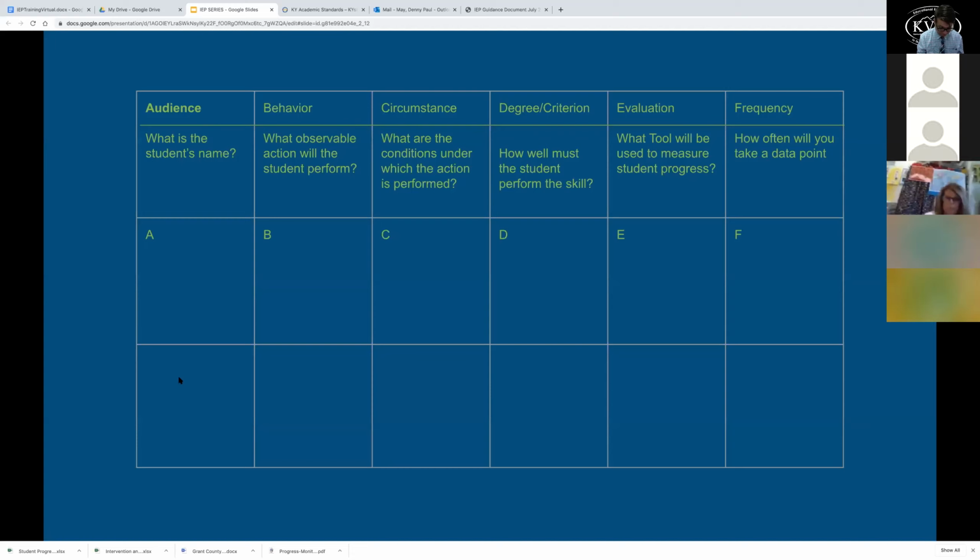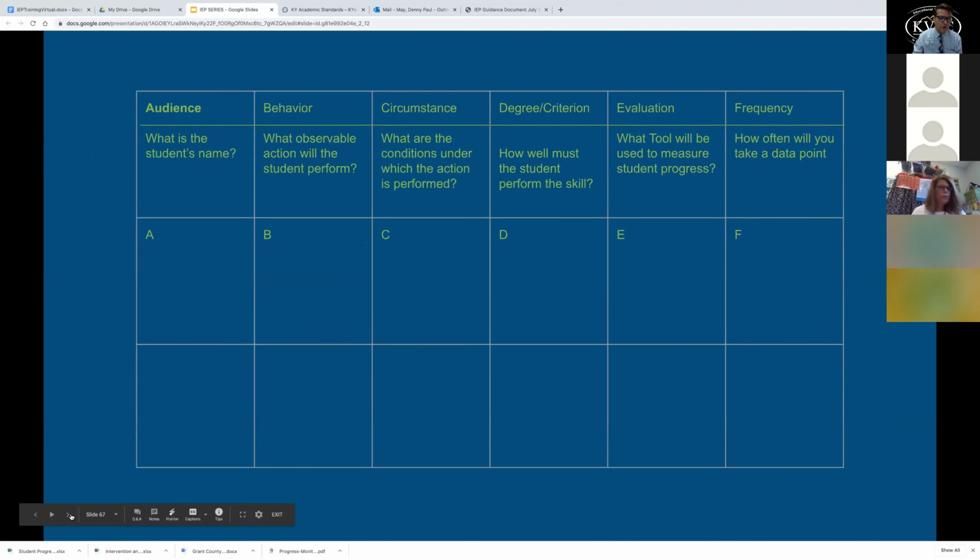sample document. And remember, there's no perfect IEP, so you may find one that has some problems with it. You may find one that doesn't fit. I'm not sure that all these goals are exactly correct. So I want you to choose one of those goals, and put it in the chat really quickly: what the behavior is, what the circumstance, what the degree, criteria, the evaluation, and the frequency all are.